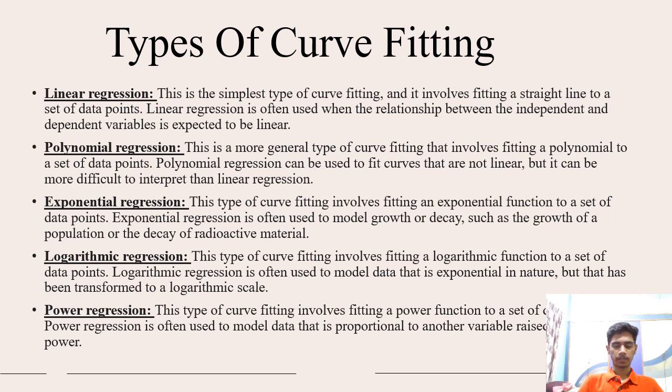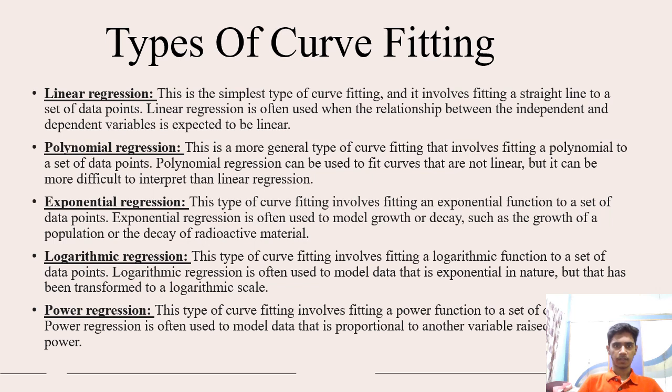Types of curve fitting. There are five types of curve fitting: linear regression, polynomial regression, exponential regression, logarithmic regression, and power regression. Moving on to linear regression. This is the simplest type of curve fitting and it involves fitting a straight line to a set of data points. Linear regression is often used when the relationship between independent and dependent variables is expected to be linear.